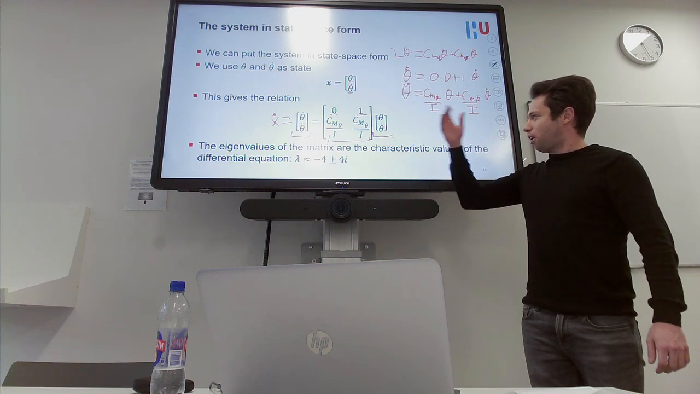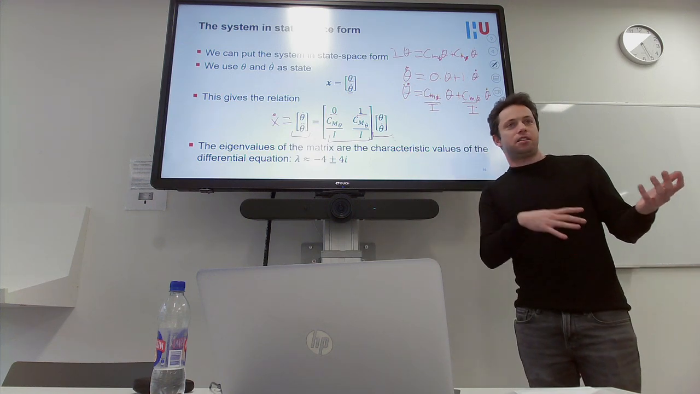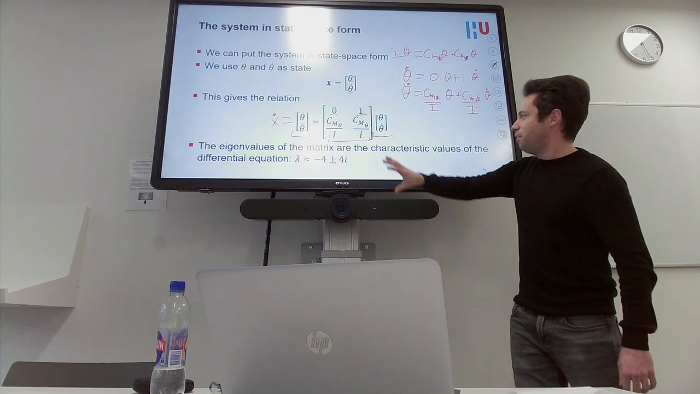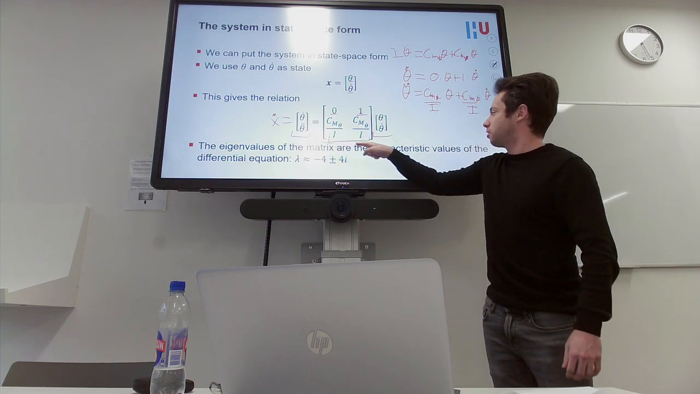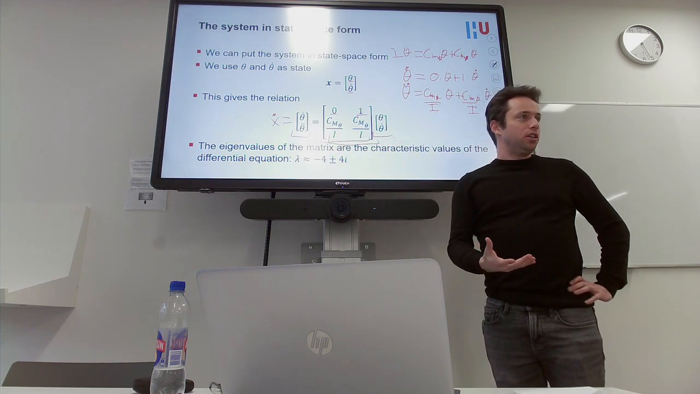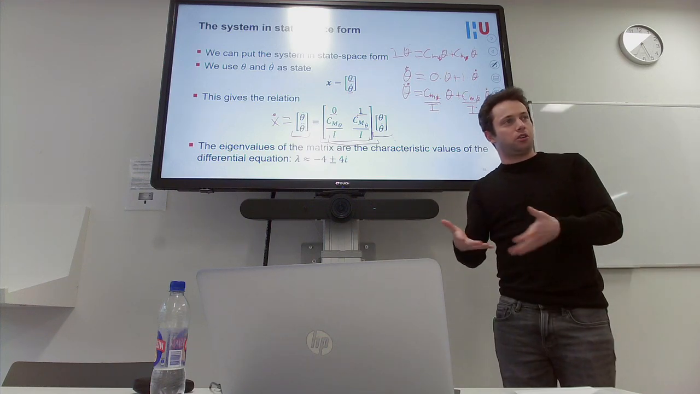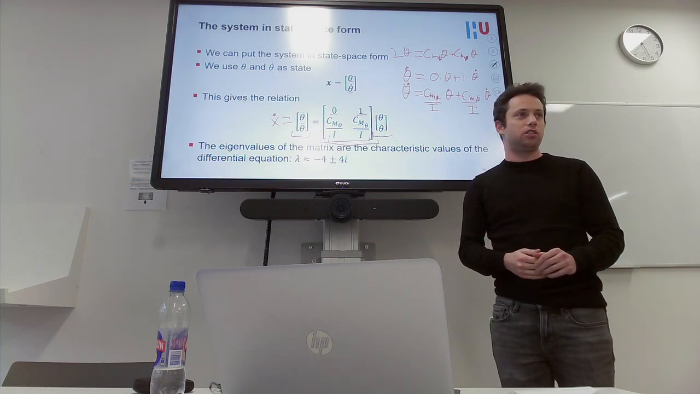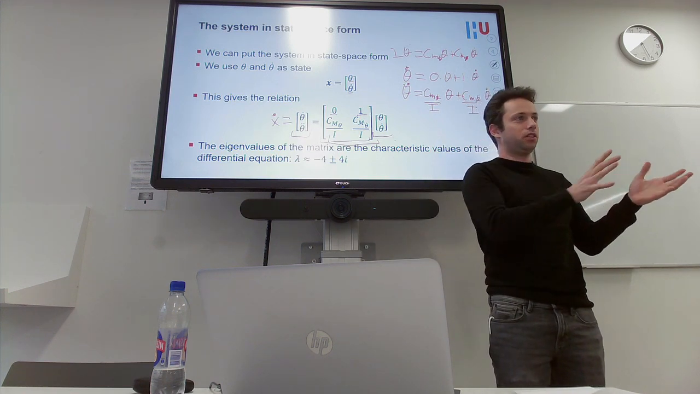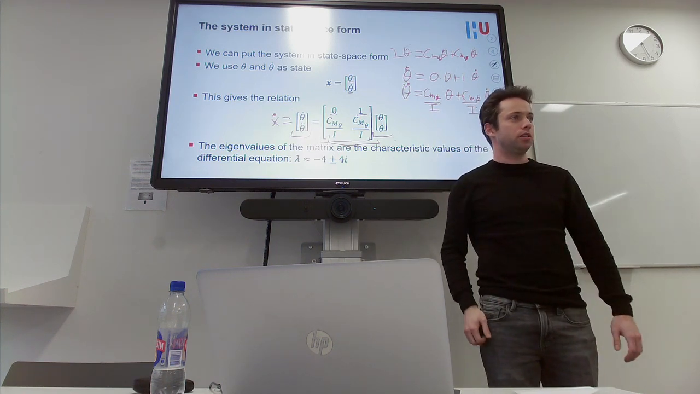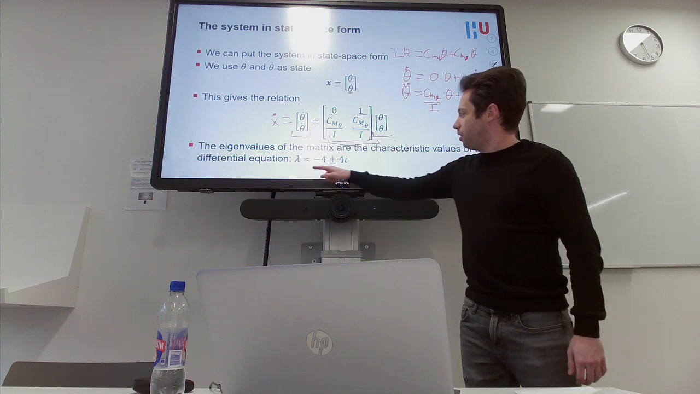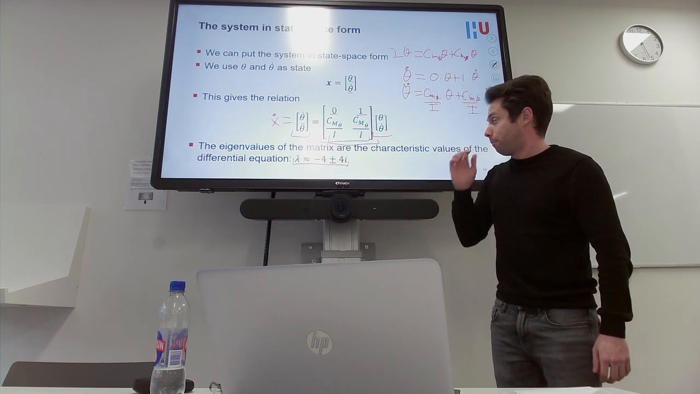And then we have our equation in state-space form, and this is often easier to work with because everything is a matrix. This is our entire system. And if we have a matrix, we can also calculate the eigenvalues of the matrix, and these are also the characteristic values of our differential equation. If you use a differential equation or a matrix, it works in the same way. It's just two different ways of writing it. And then we get the same eigenvalues.